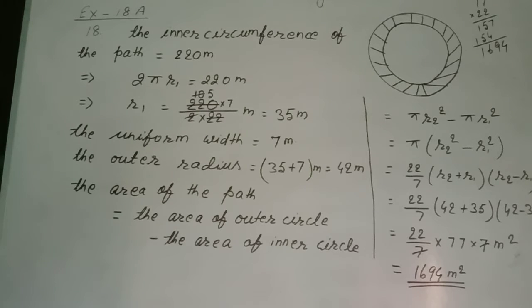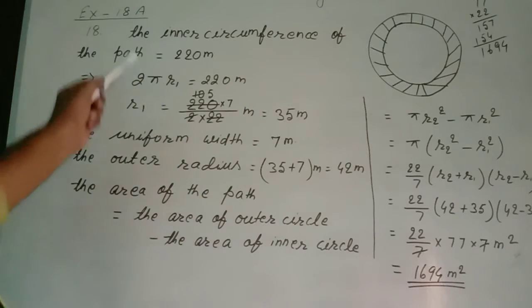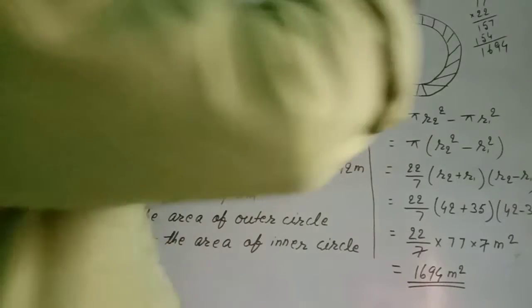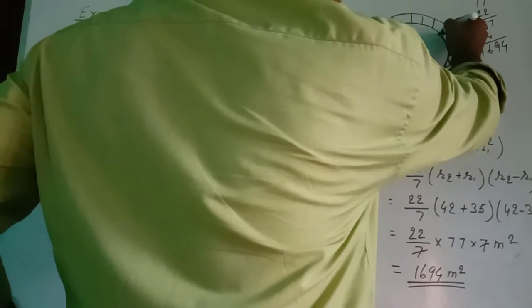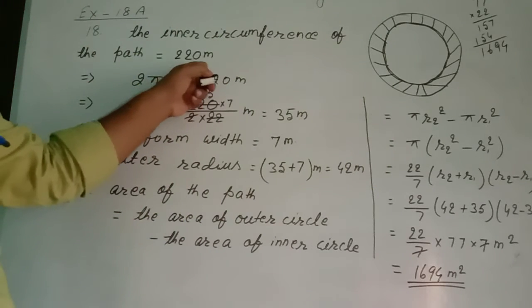In question number 18, this diagram is given in which we have the information of the inner circumference. Inner circumference means the length of the boundary line of the inner circle, this length. This is the inner circumference. Inner circumference equals 220 meter.